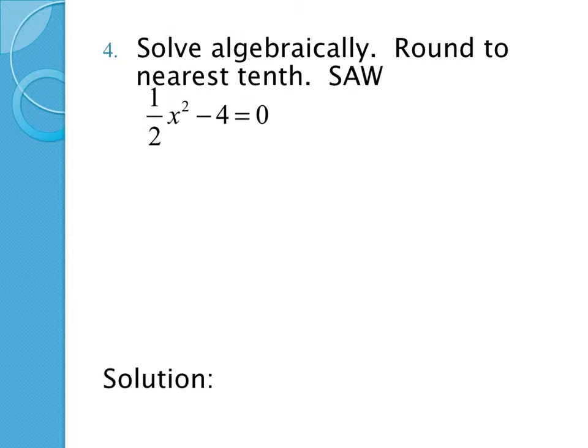Okay, so on this one, 1/2 x squared minus 4 equals 0. This is not a factoring problem. It is one we want to solve algebraically. So, what is the first thing you got to do on this one to get x by itself? Add 4. Add 4 first, yes.